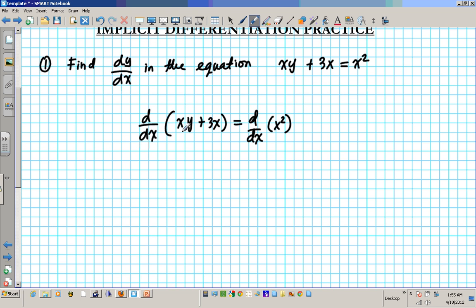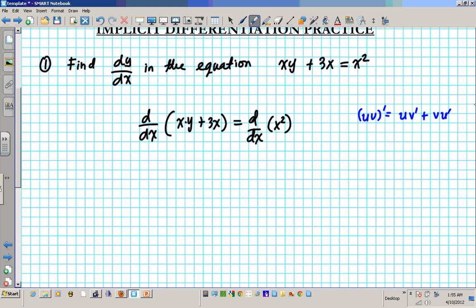To differentiate the first term, we have a product of two variables here, so we're going to use the product rule. If you remember the product rule, the derivative of uv is the first times the derivative of the second, u v prime, plus the second times the derivative of the first, v u prime. So this is the product rule for derivatives.